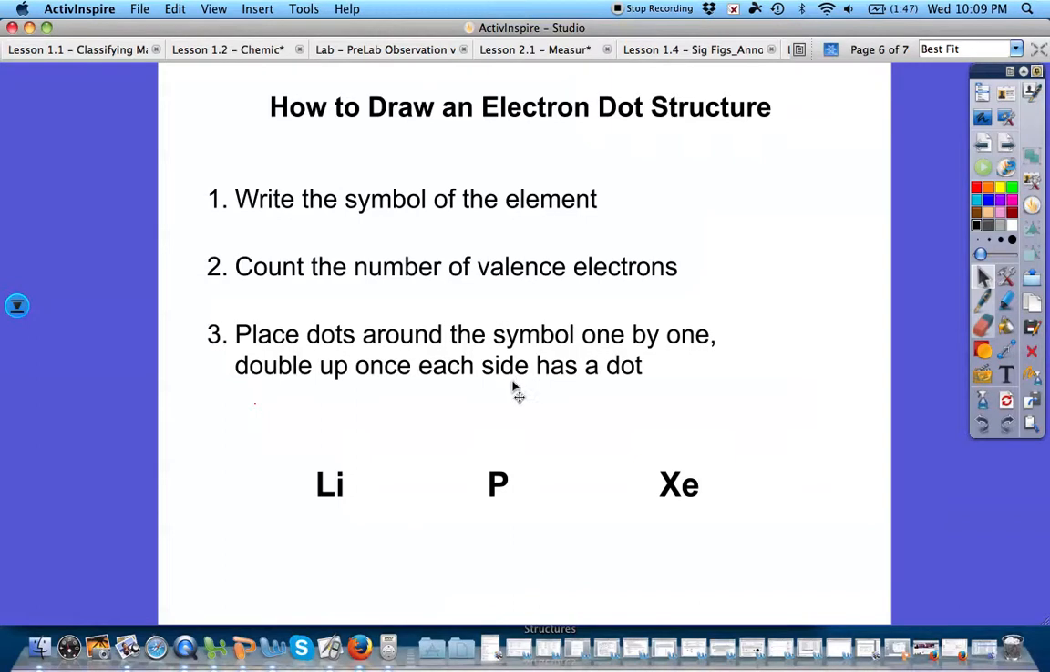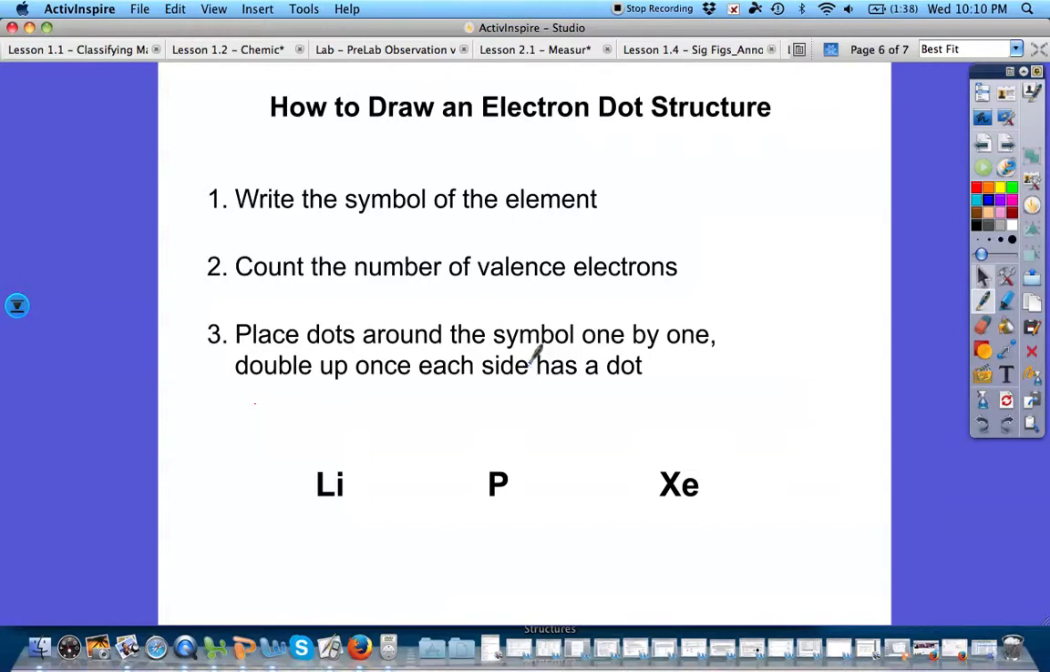So how do we draw electron dot structures? The first thing that you need to do is you need to write the symbol of the element. Then you are going to count the number of valence electrons and place the dots around the symbol one by one. Double up once each side has a dot. So just like with the orbital diagrams, they each got 1 helping of electrons, and then they can double. Same is going to be true for our electron dot structure. 1 dot on each side, and then you can go back and double up.